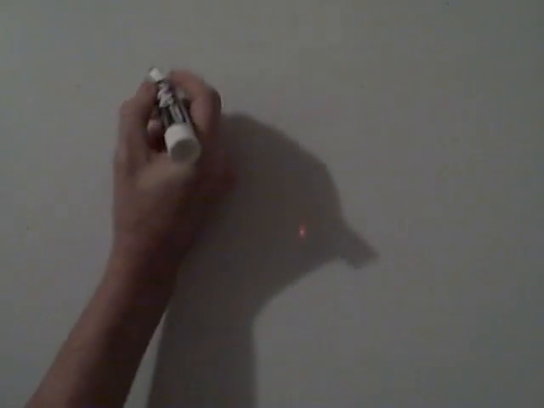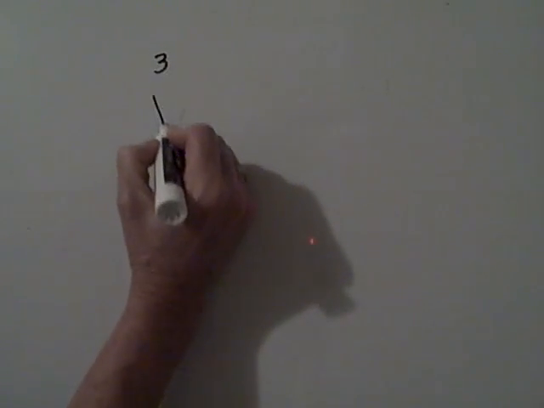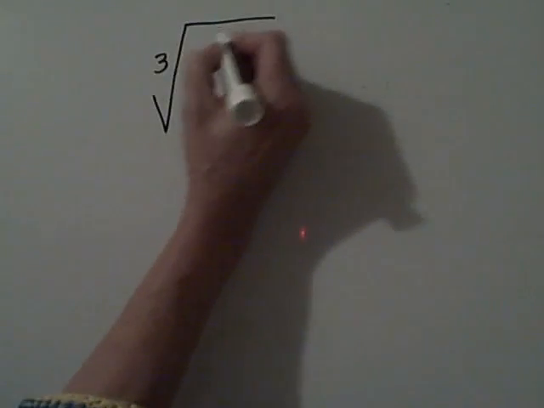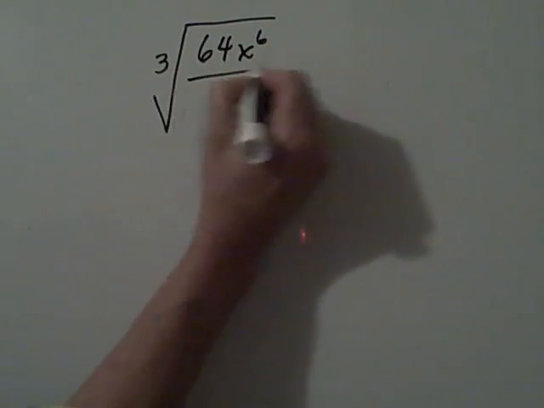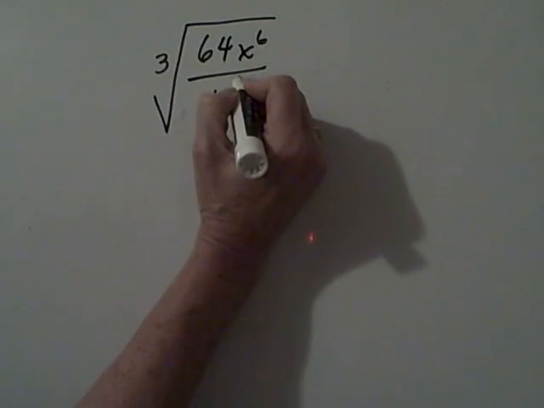Okay guys, now we're going to talk about dividing radicals. So let's start with the easy one. We're going to take the cube root of 64x to the 6 divided by y to the 12th.